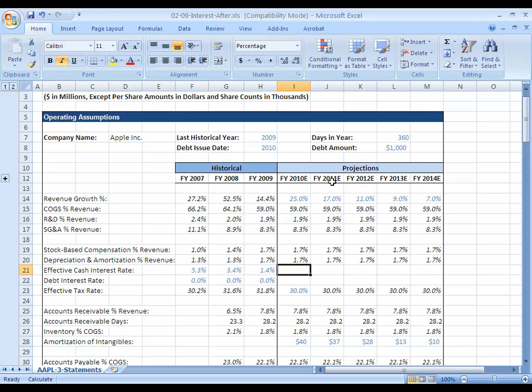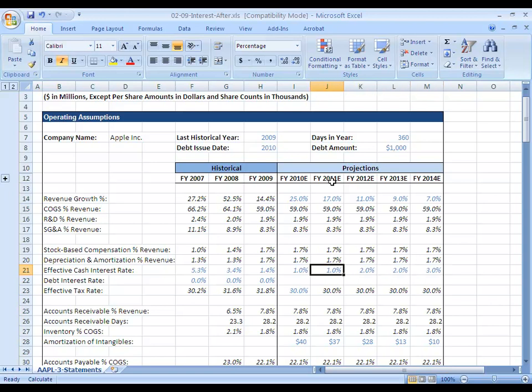So for the cash interest rate, we're going to go with 1%, 1% for 2010 and 2011, going up to 2% in 2012 and 2013, and then 3% in 2014. And this corresponds to the general economic sentiment at the time, which is that 2009, 2010, the economy was getting better, but we were in store for a very slow recovery there.